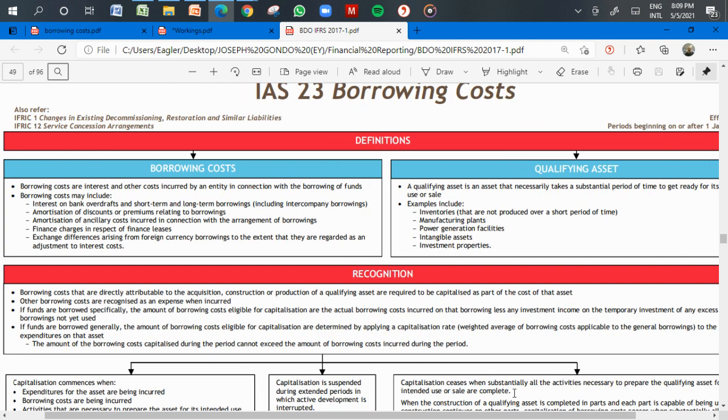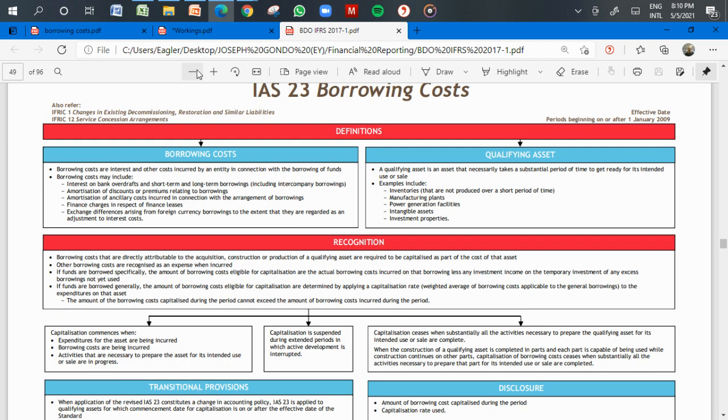Recognition, we discussed this when we say just because they are directly attributable to the acquisition, construction, and production of the qualifying asset, we should recognize them. So we don't always capitalize all borrowing costs. We capitalize borrowing costs that are directly attributable to the acquisition, construction, or production of a qualifying asset. Other borrowing costs are recognized as an expense when incurred. So if we have other borrowing costs that are not directly attributable to the acquisition, construction, production of a qualifying asset, that means we are not going to capitalize those, but rather we are going to expense them.